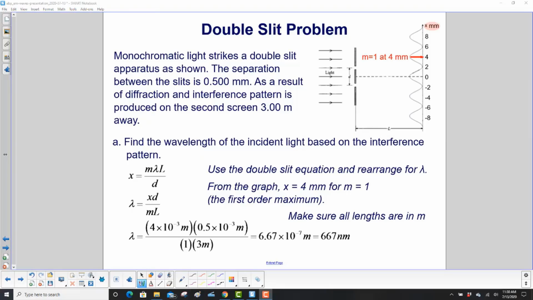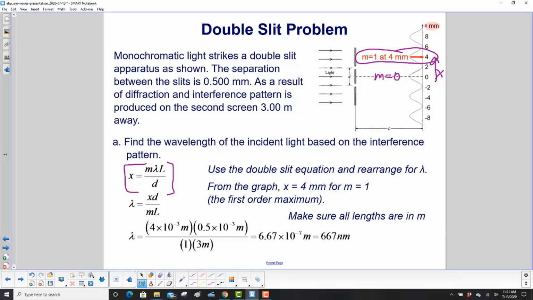Find the wavelength of the incident light based on the interference pattern. We use our double slit equation here. X is going to be in this direction. That's X, okay? So that's X = mλL/D. Now, from the graph, where is our first maximum? The first maximum is going to be over here. You might say, well, how about in the middle? Well, that's the m equals 0 maximum. So they want the one that's spread out a little bit.